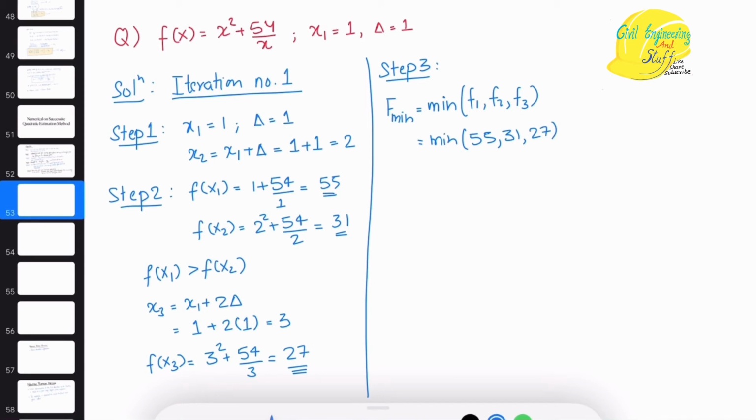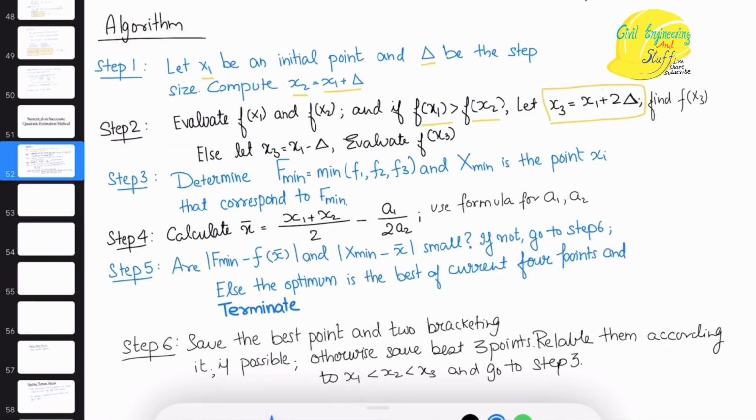Okay, so as we can see, the minimum value is 27, right? So the point that is giving the minimum is 3. So our f minimum is 27, and the point that is giving the minimum is 3. So we have completed our step number 3.